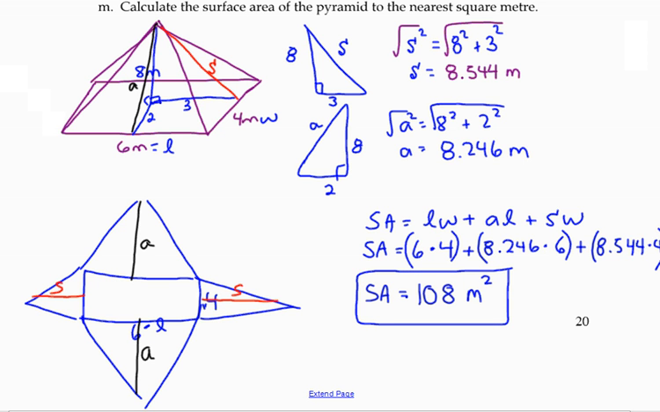Now, you could have also just figured out each one. Now that you know S and A, 6 times A divided by 2, and 2 of them, plus the rectangle, plus the area of these two triangles. That's fair too. You don't have to use this formula.